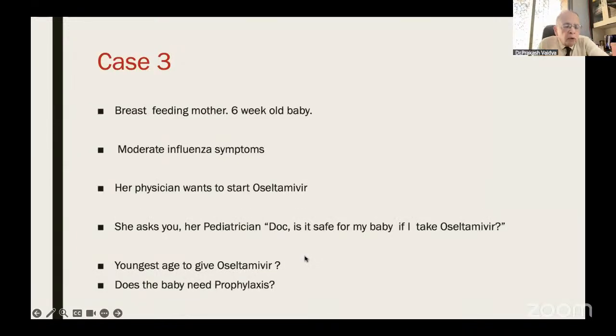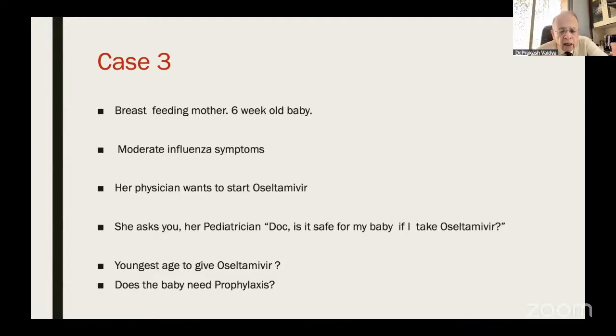Now, let me come to another case scenario. I have a breastfeeding mother who has a 6-week-old baby. The mother has influenza symptoms, which, according to her physician, are moderate to severe, and her physician wants to start her on oseltamivir. But the mother is worried and she calls her pediatrician. She calls you, Doc, is it safe for my baby if I take oseltamivir?